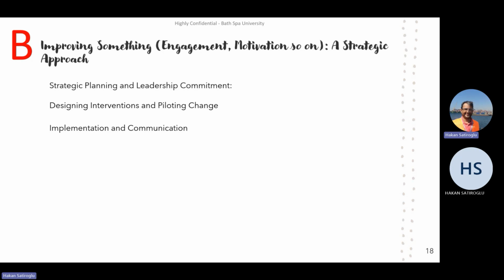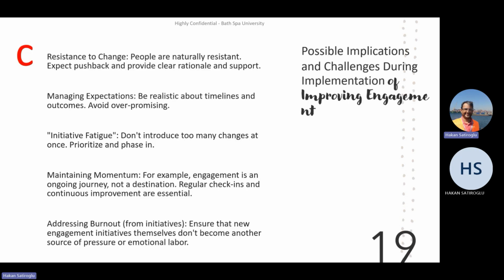So in that sense, when you are improving something, you need to bring some strategic approach as well. And possible implications are here. Resistance to change. People are naturally resistant because they want to be stable. They want to have a stable life, and they don't want dynamic relations. So this is a bit of a challenge. And expectations: be realistic about timelines and outcomes, and you need to avoid over promising as well.